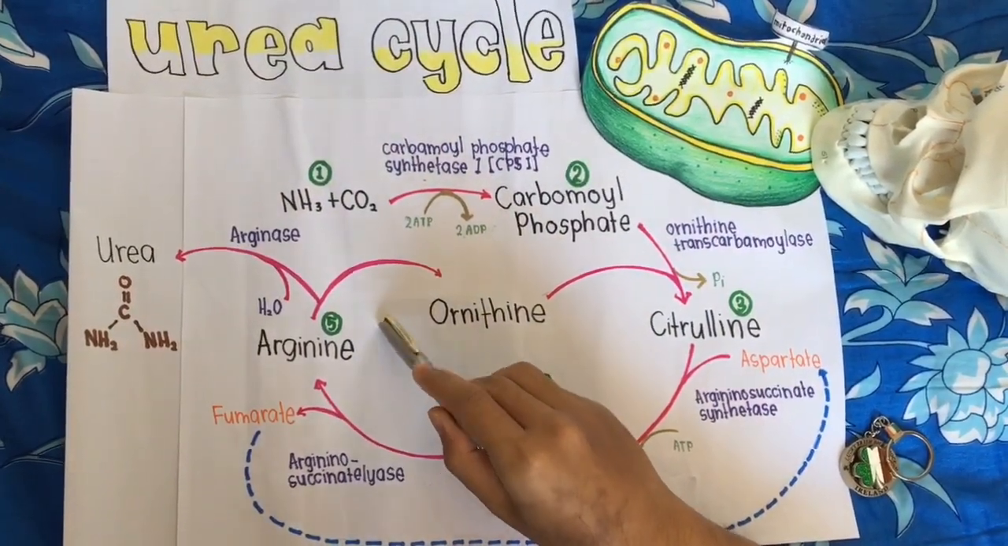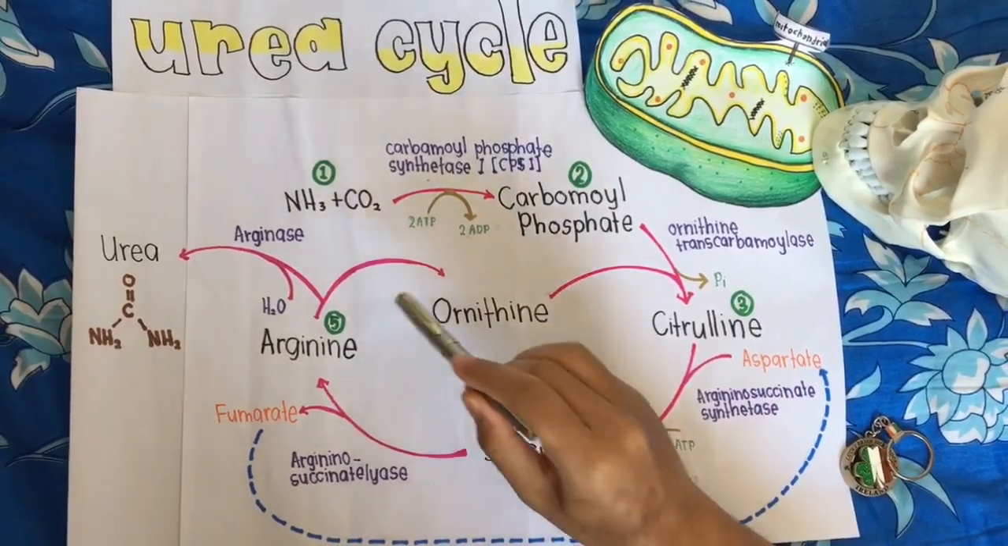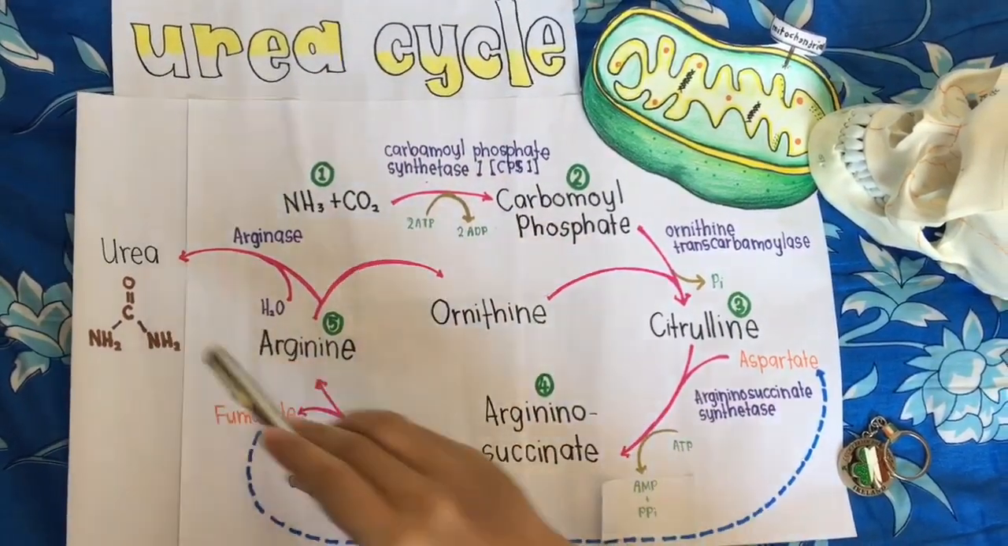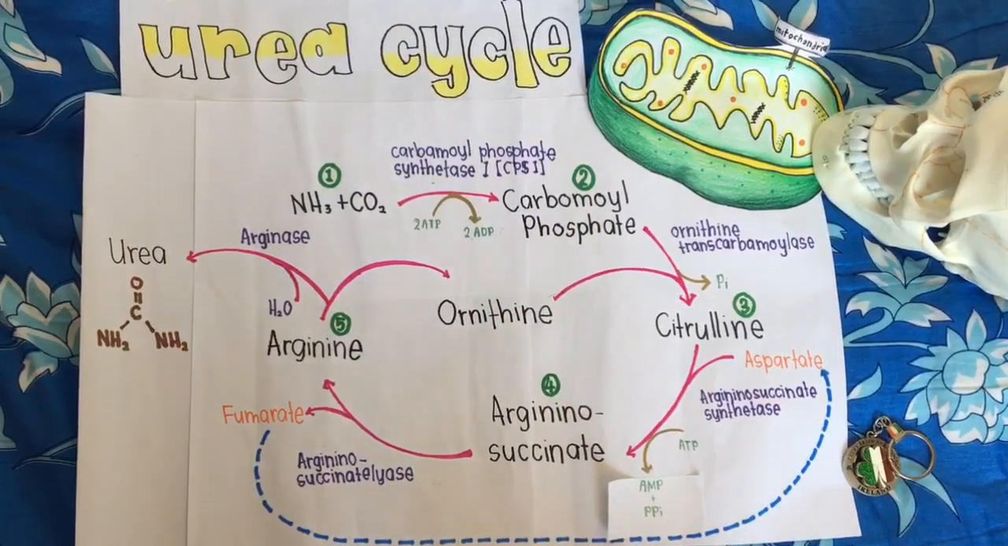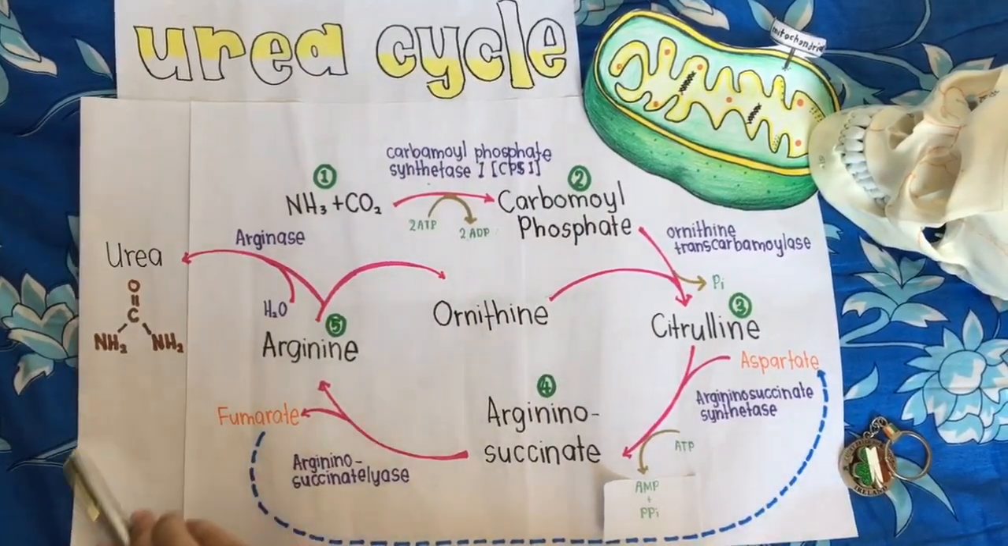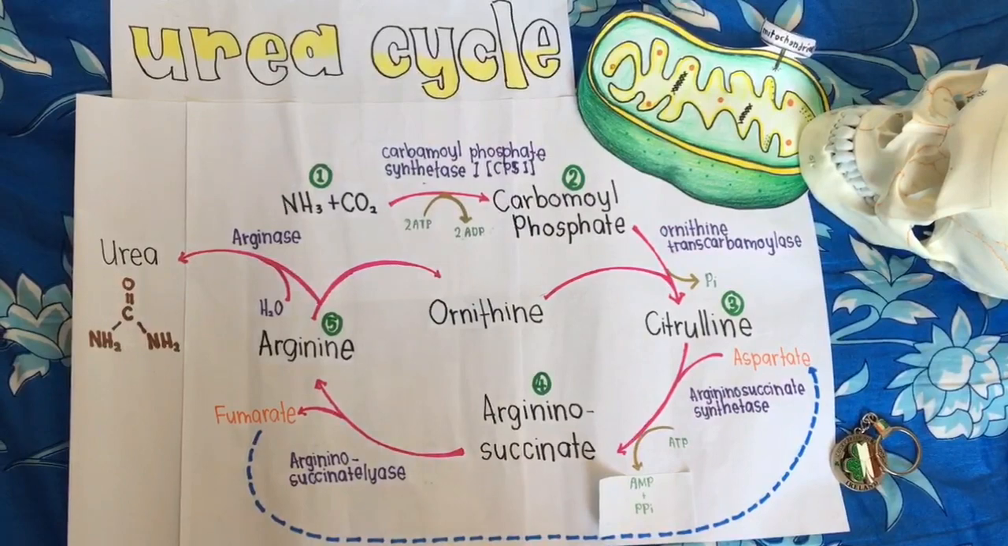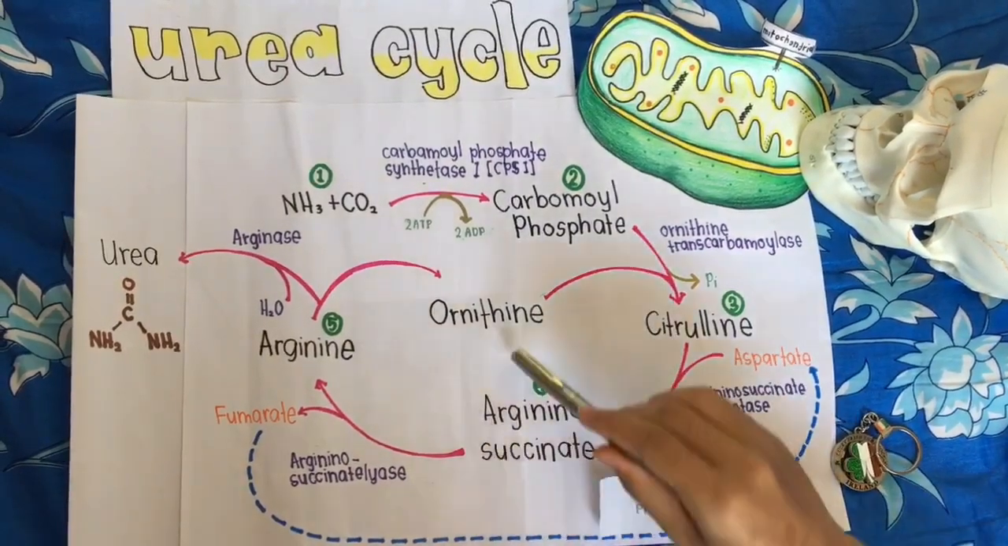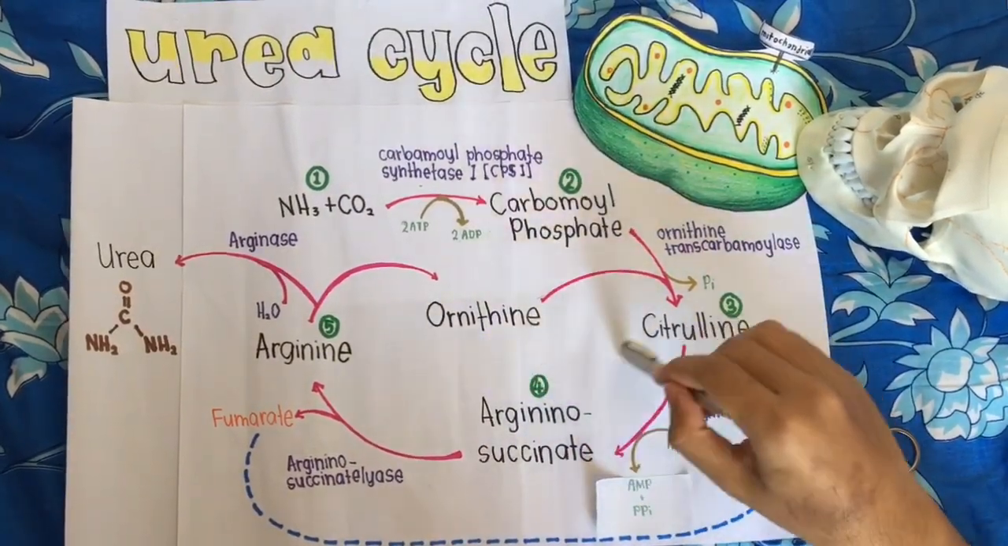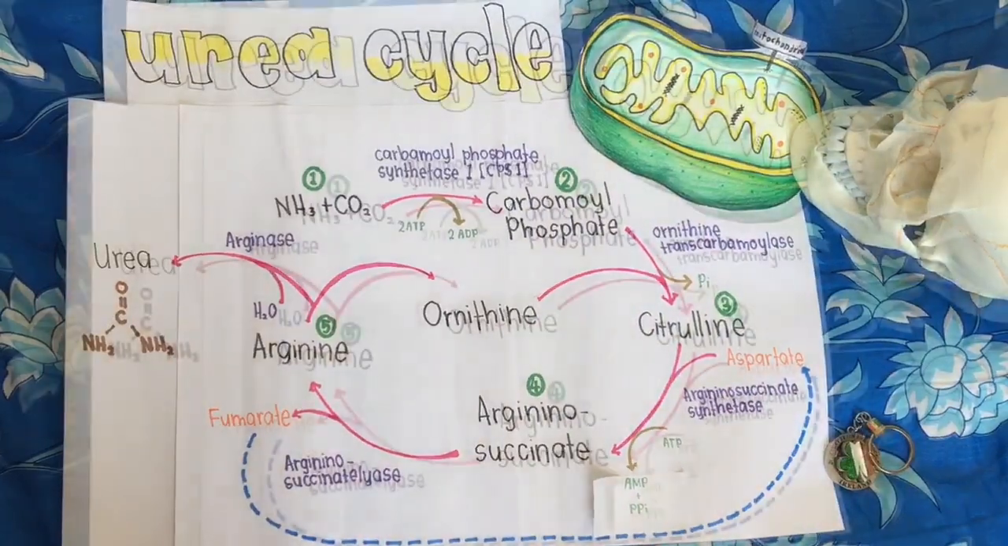Finally, the last reaction of the urea cycle. Arginase cleaves arginine to ornithine and urea as the final product of the cycle. Urea will diffuse from the liver and be transported to the bloodstream of the kidney, while ornithine will complete another cycle of urea.